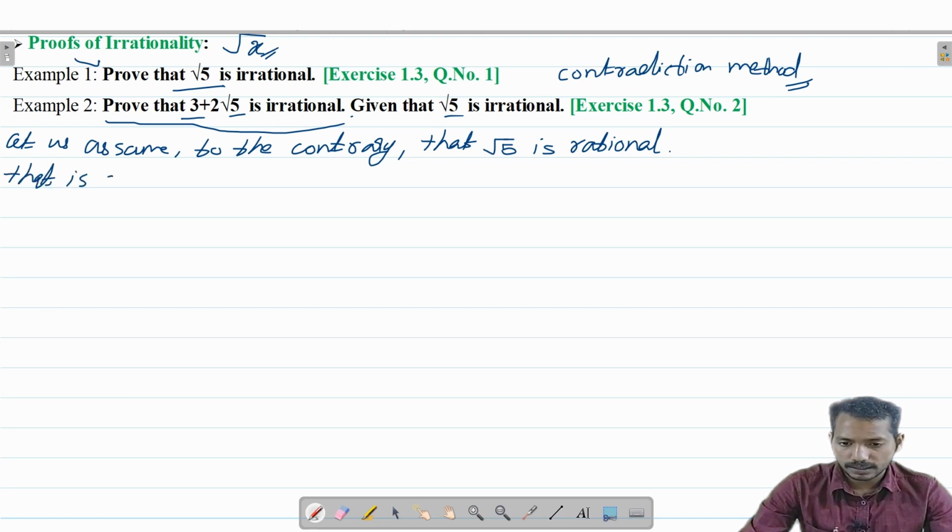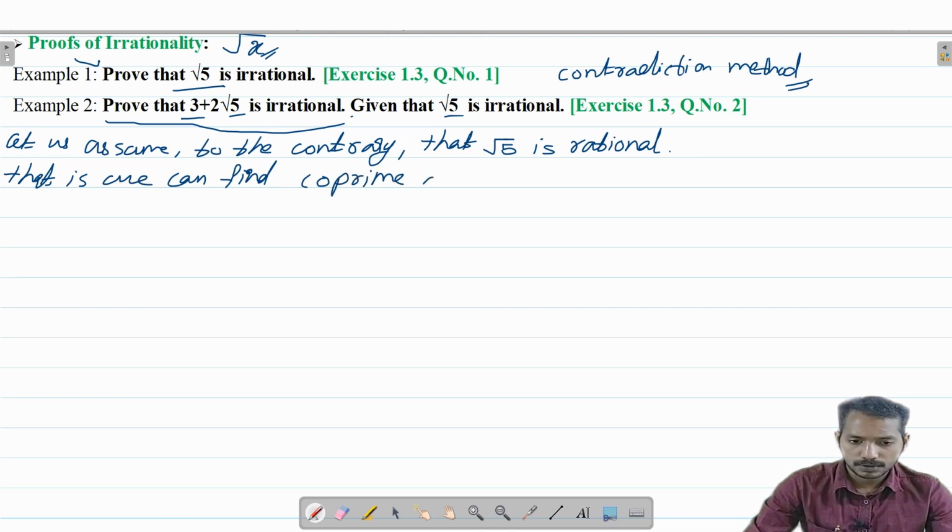we can find coprime a and b, where b is not equal to 0.